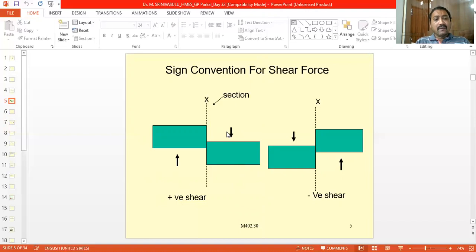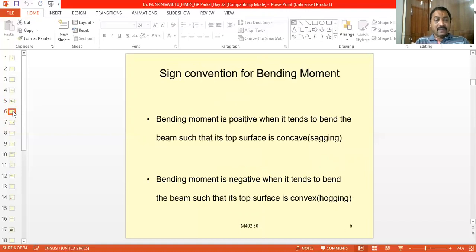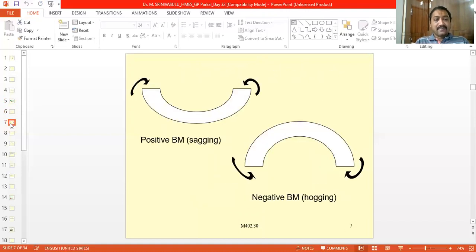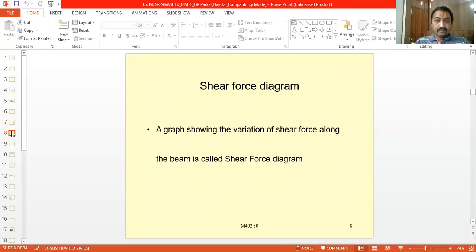So these two things you have to keep in mind to decide the sign conventions for the shear force and also for the bending moment. Then accordingly we have to draw the shear force and bending moment diagrams. Now coming to the shear force diagram. Just now we have completed the basics for the shear force and bending moment diagrams.